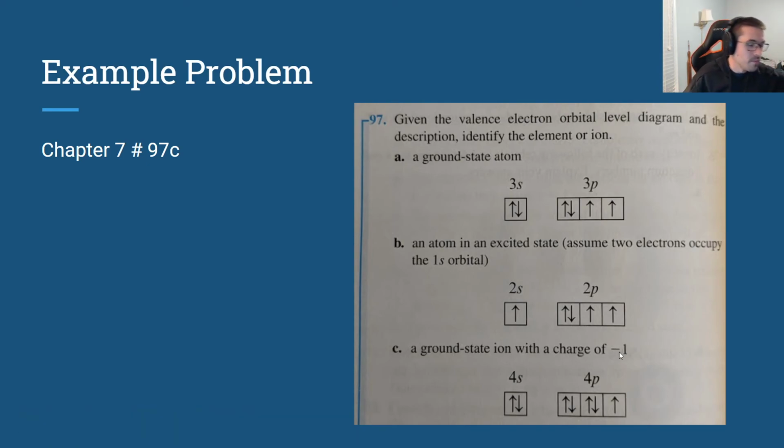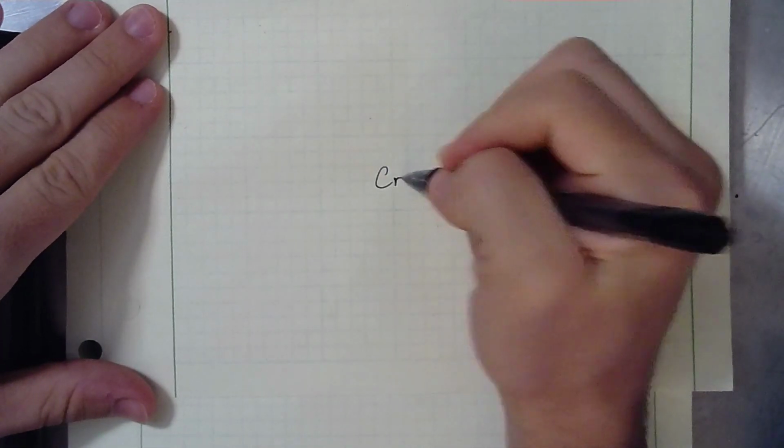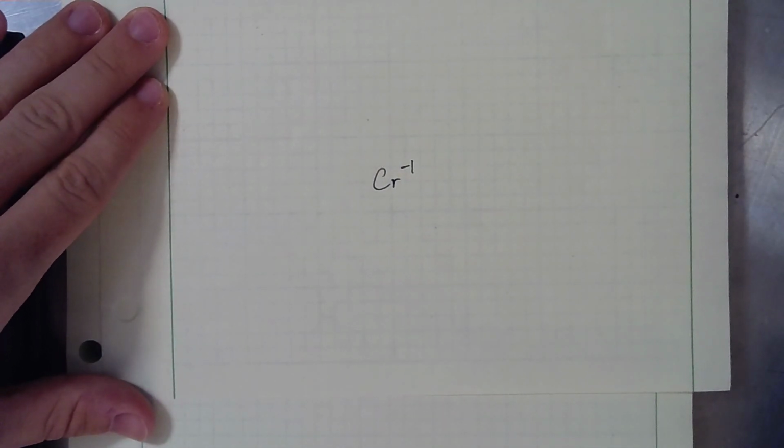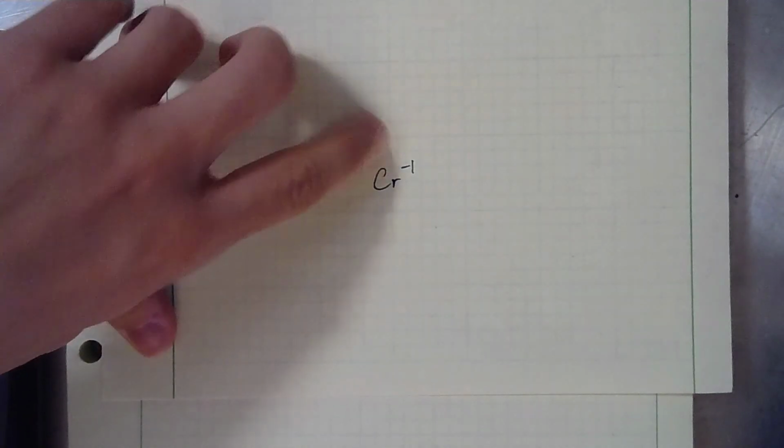If I consult my periodic table, element number 24 is chromium. So this is the element chromium. It's an ion of chromium with a -1 charge. The way that I would draw that, I'll show you this just briefly. Let me not waste a full piece of paper on this. The way that I would draw that would be like this: Cr, -1. That would be the symbol or the way to notate that this is a chromium ion with a charge of -1.